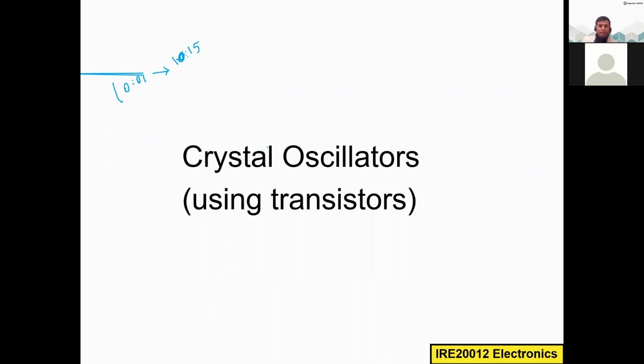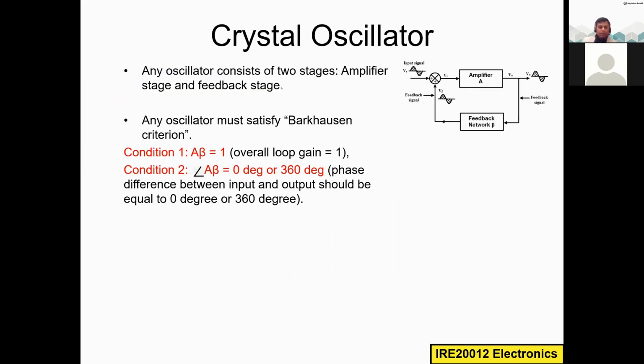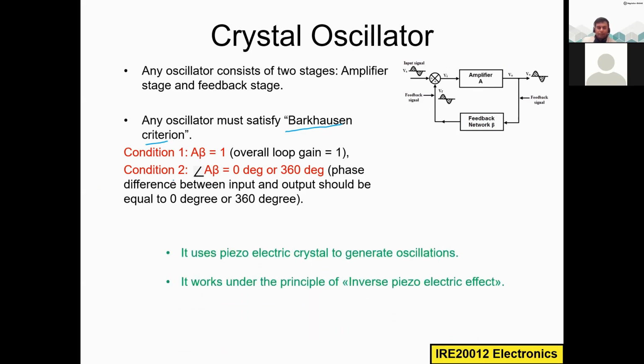Okay, so we will start crystal oscillators now. Now we will use transistors in the amplification stage instead of operational amplifier. We know any oscillator consists of two stages, amplification stage and feedback stage, and it must satisfy Barkhausen criterion conditions. Condition 1 is A beta is equal to 1. Condition 2 is A beta angle is equal to 0 degree or 360 degree. So with that we know.